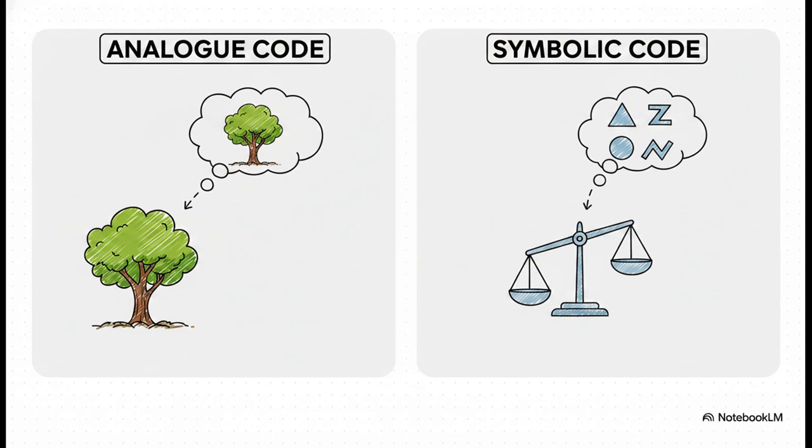Analog codes are representations that retain the main perceptual features of what's being observed out in the physical environment. Symbolic codes, on the other hand, represent knowledge in totally arbitrary forms. They don't perceptually resemble the concept they're representing at all.